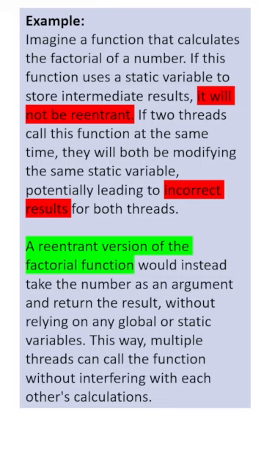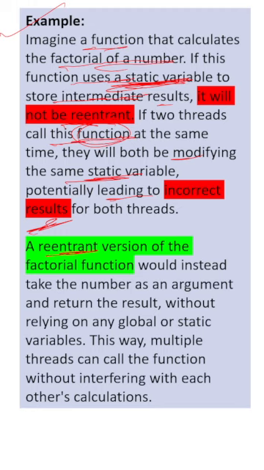Here is an example: we have a function that calculates the factorial of a number. If this function uses a static variable to store intermediate results, then it can't be a re-entrant program. If two users call this function at the same time, what will happen? They will both be modifying the same static variable, potentially leading to incorrect results.